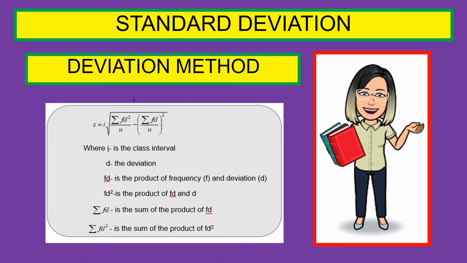We have another formula in finding the standard deviation using the deviation method, wherein the standard deviation equals i times the square root of summation of FD squared over n minus the summation of FD over n, squared, where i is the class interval, d is the deviation, FD is the product of the frequency and deviation, FD squared is the product of FD and d, summation of FD is the sum of the product of f and d, summation of FD squared is the sum of the product of FD squared.